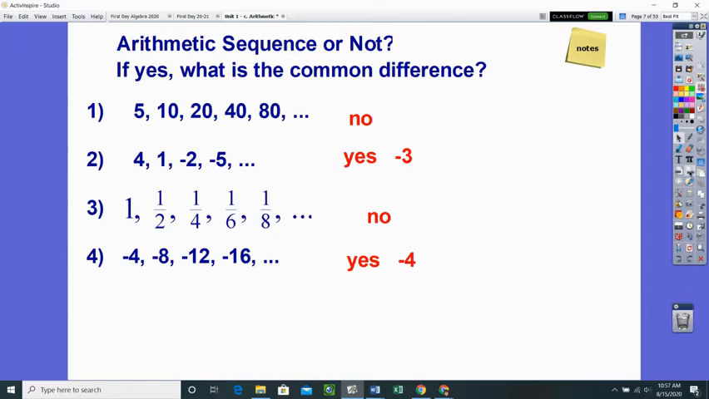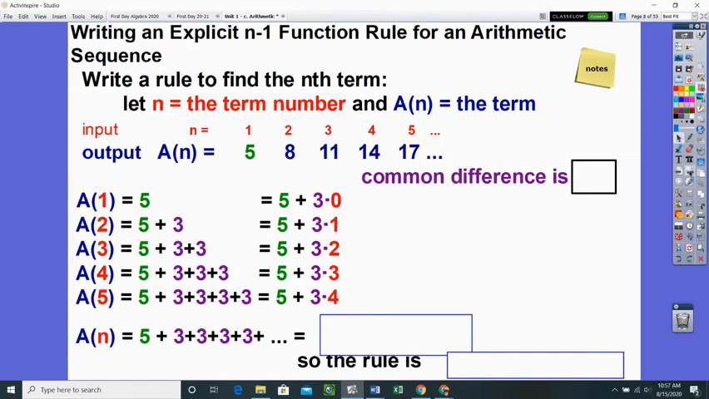So our next job is to figure out how to write an explicit rule for any arithmetic sequence. And that's where we're going to start now. I'm just going to give you another sequence. Here it is: 5, 8, 11, 14, 17. Right now we're going to come up with what's called the n-1 function rule, and we'll talk about cleaning that up later. So the first term is 5, the second term is 8, the third term is 11, the fourth term is 14. The first thing you need: is it arithmetic?